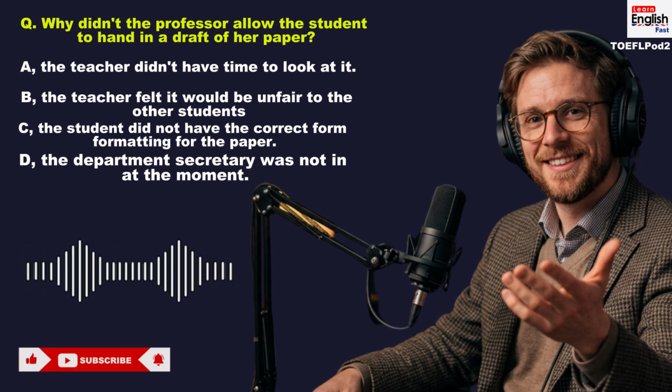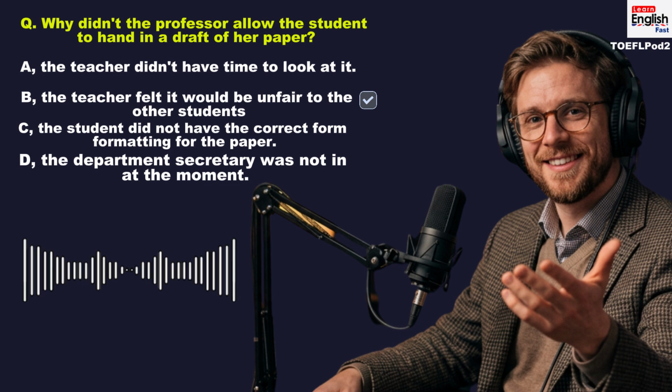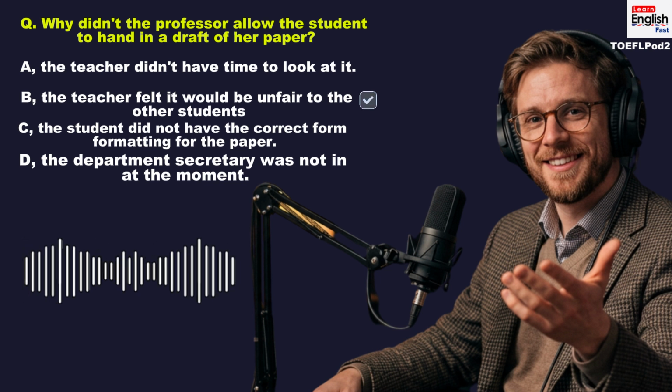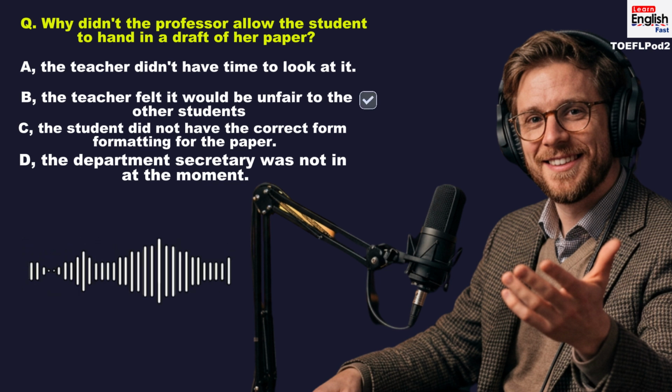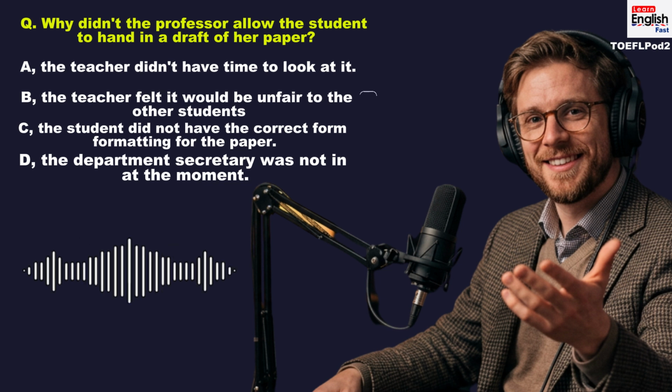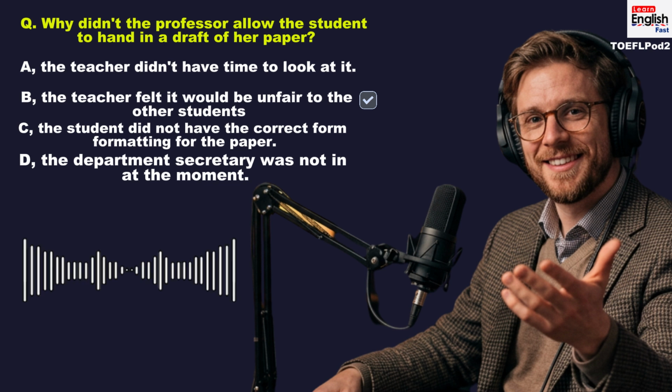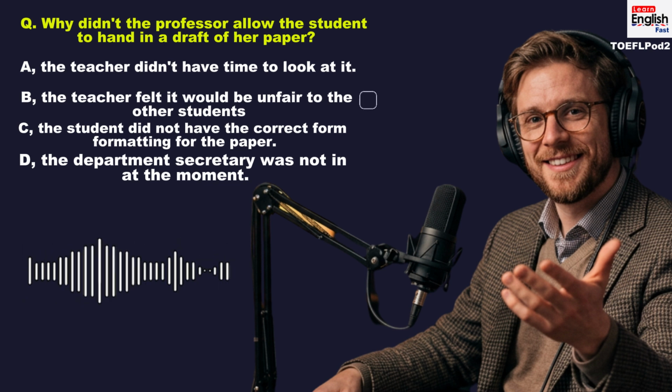The correct answer is B. The professor thought it wouldn't be fair to the other students. Notice that the incorrect answers all mention some detail from the conversation, but you have to understand the whole conversation to know why the professor said what he said.